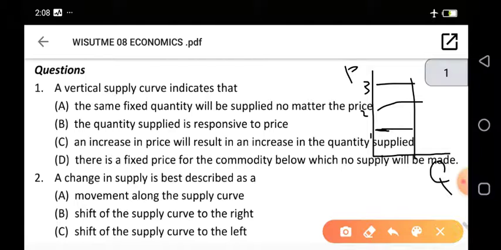So number one, answer A: the same fixed quantity will be supplied no matter the price. And you agree with me that that's the answer. So irrespective of the price, the same quantity will still be supplied. So the answer to question 1 is A. That will take us to question 2.